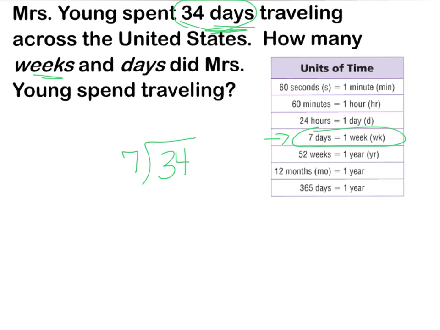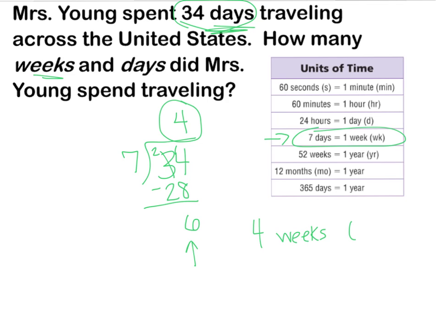7 goes into 34 a total of 4 times. 4 times 7 means that we've used up 28 of our days. And of course, when you subtract, you should have gotten 6 days left. So my 4 tells me how many weeks that I spent traveling. 4 weeks. My remainder was how many days were left over. So I traveled for 4 weeks and 6 days. Wow, that sounds like a great vacation. All right, let's go to our next question.